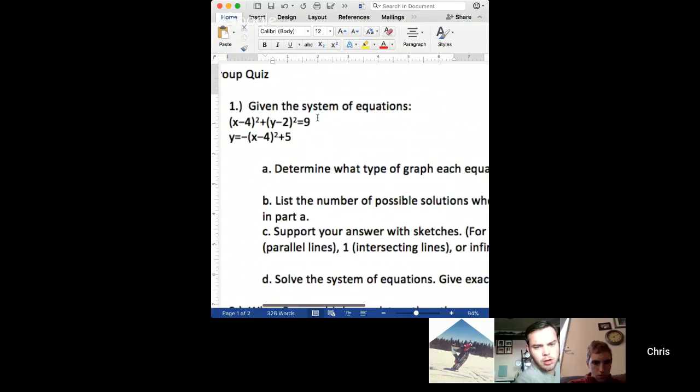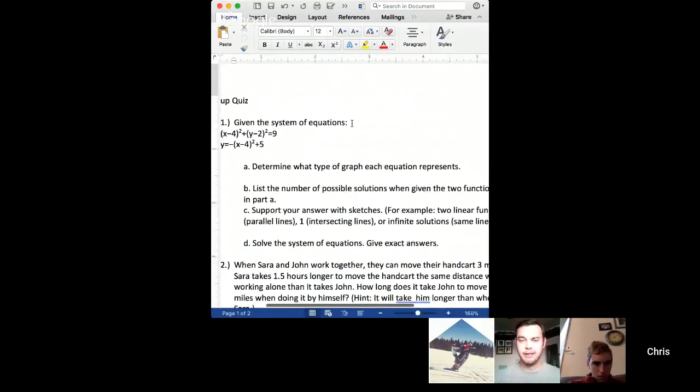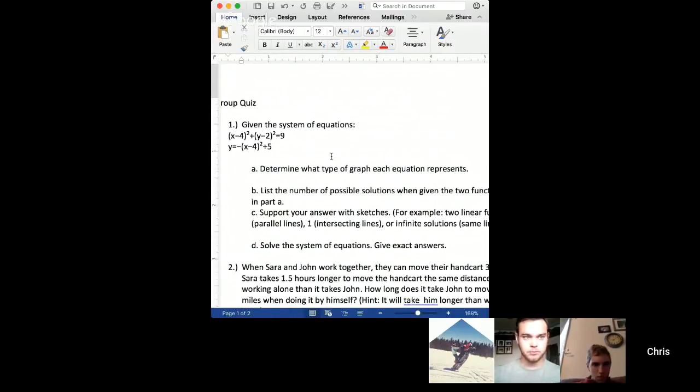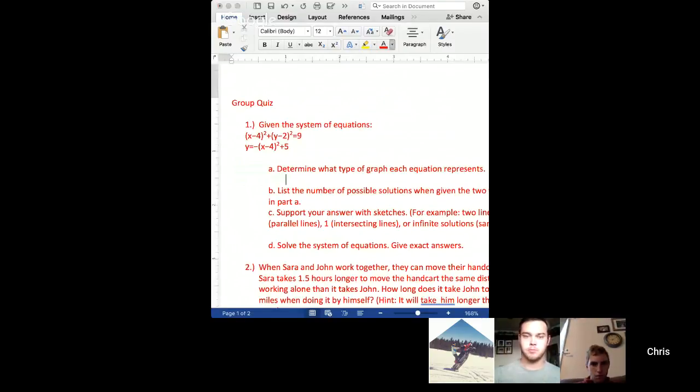It says, given the system of equations, determine a. It says determine. I guess I should change the color of this so we can distinguish it from my own work. There we go. Determine the type of graph that each equation represents.